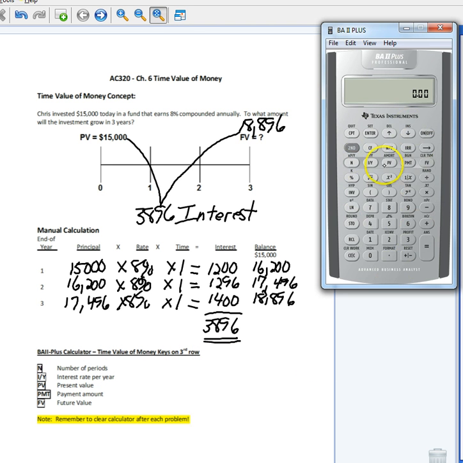So here on the third row, we have these various keys. N is the number of periods. I/Y is the interest rate per year. PV stands for present value. PMT represents payment. And FV is future value. Okay, and then the other thing, as we go through all of these problems, always remember, clear out your calculator each time. I just do it by clicking on and off, and that tends to do it for me.